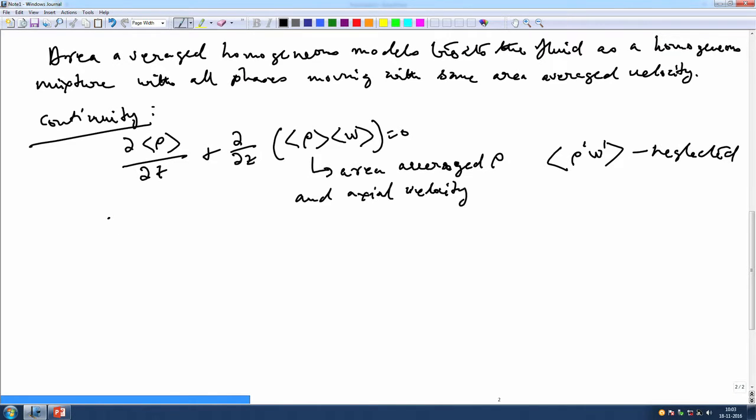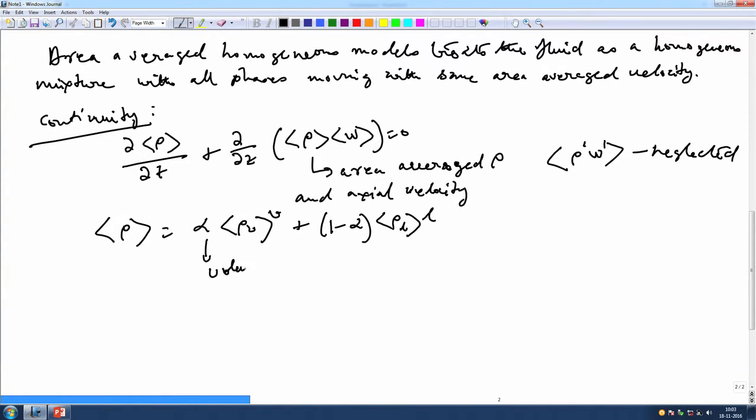So, this rho is basically nothing but, if there are two phases, more phases is not a problem either, the volumetric fraction of the vapor in a two phase mixture.